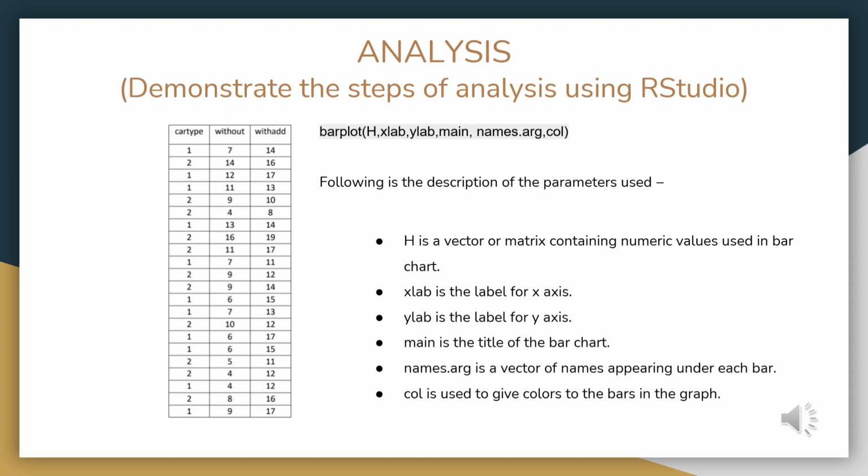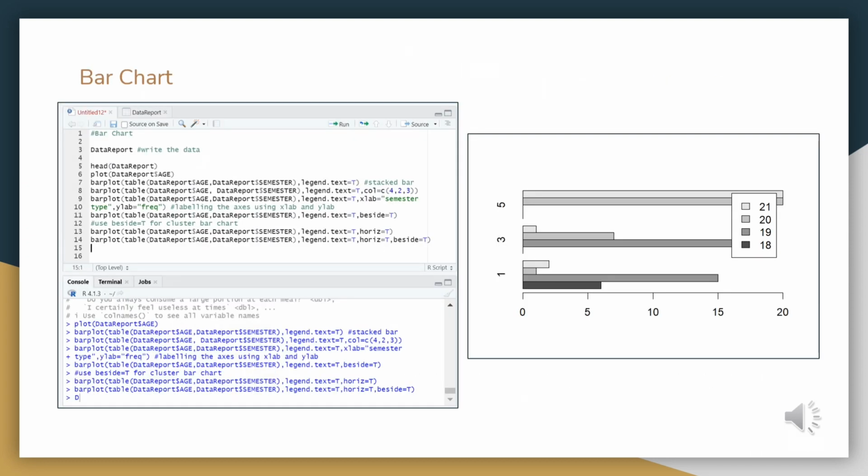Main is the title of the bar chart. Names.arg is a vector of names appearing under each bar. Col is used to give colors to the bars in the graph. So this is how you run the command of bar chart.